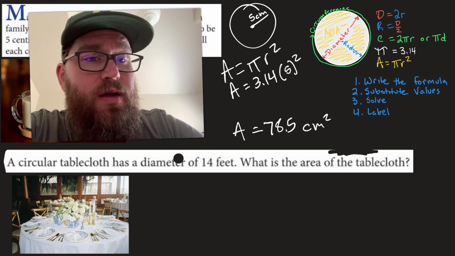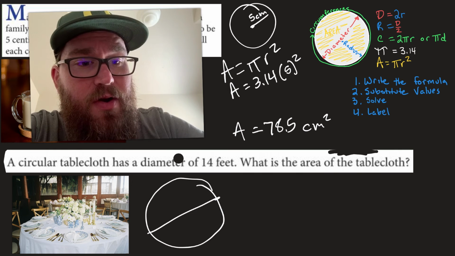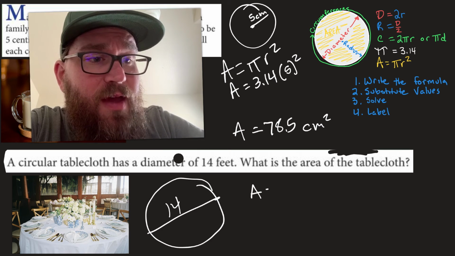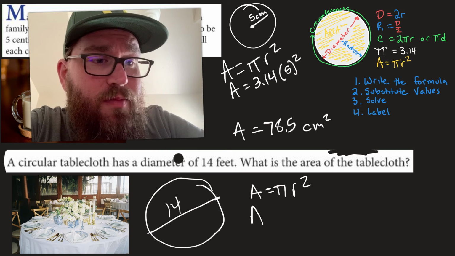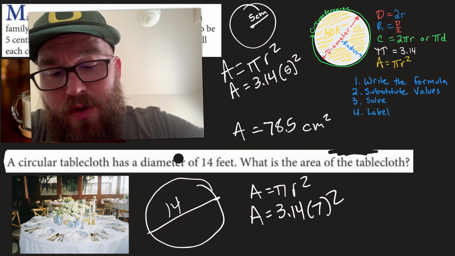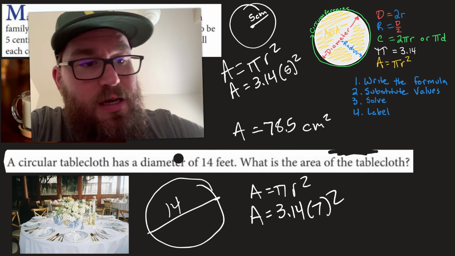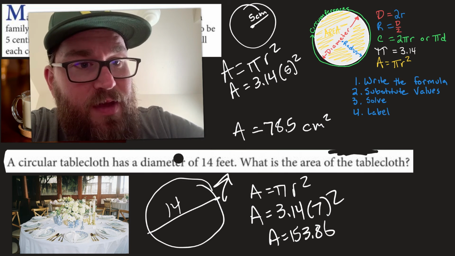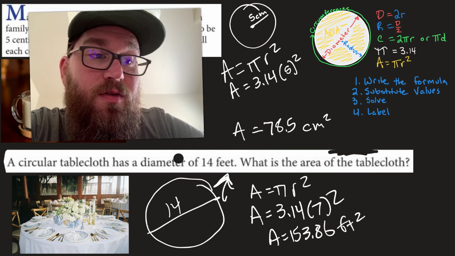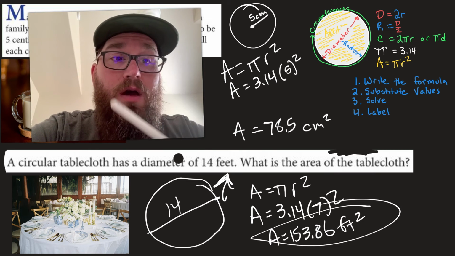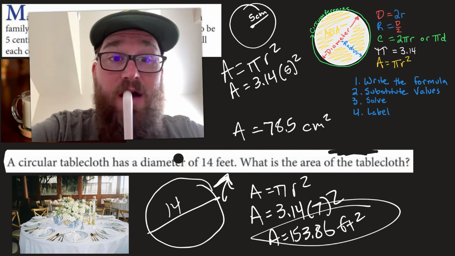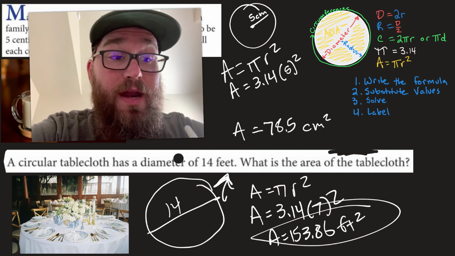All right, so if we drew it and it has a diameter of 14, what does that mean its radius is? Right, so if the radius is 7, then pi r squared becomes area equals 3.14 times 7 squared. 7 squared is 49. I get area is 153.86 feet squared. All right, what was the answer to this one in a complete sentence? Yeah, it should be the area of the tablecloth is 153.86 feet squared.